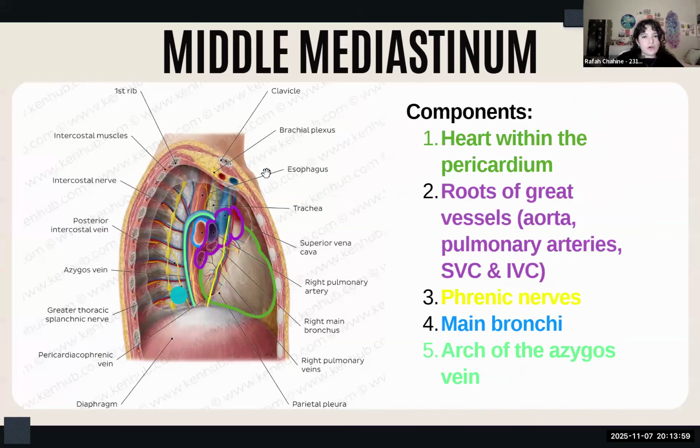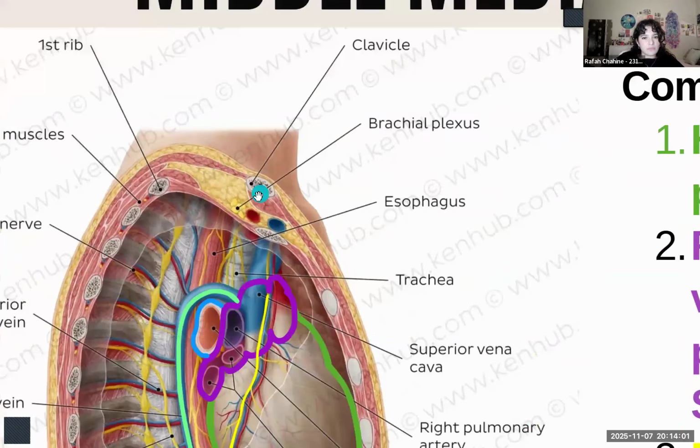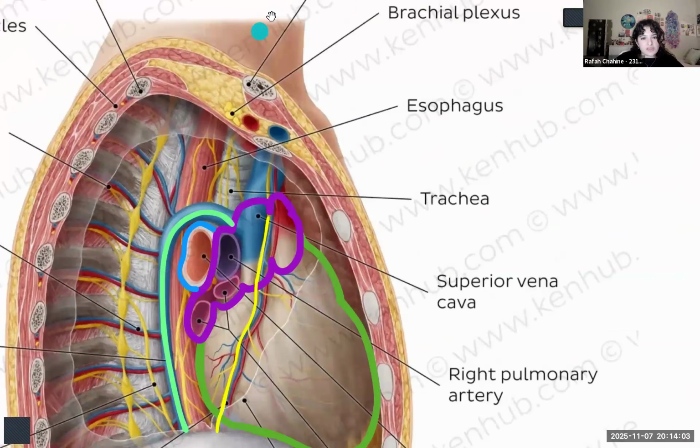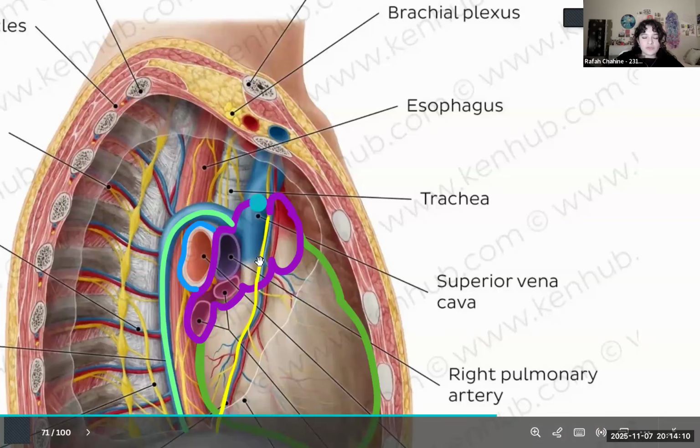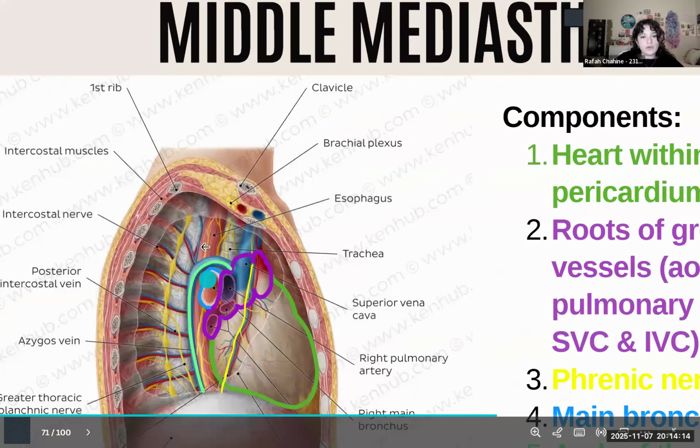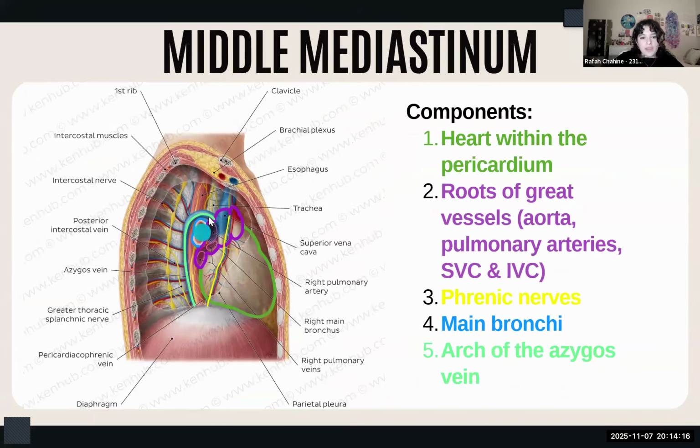Okay. So the phrenic nerve, imagine this is the scalene muscle right here. It passes in front of the scalene muscle, in front of the root of the lung, because this is the root of the lung, right? So it's going to pass in front of it. So it's just a schematic diagram to show that to you. And then we also have the main bronchi. And lastly, the arch of the azygous vein.